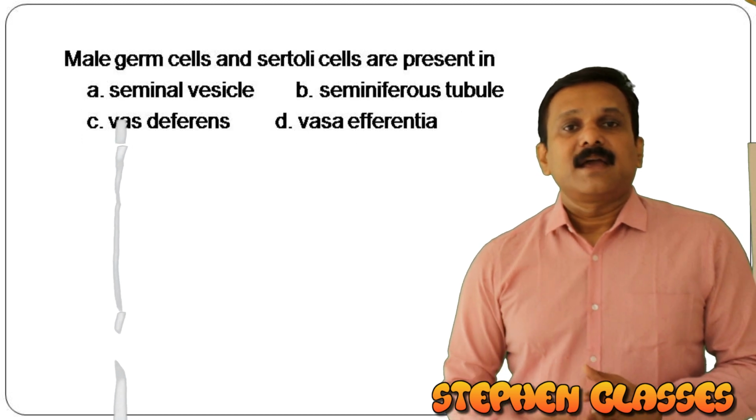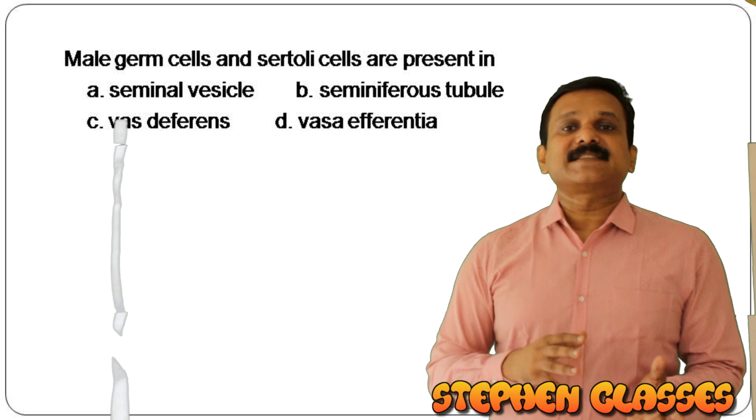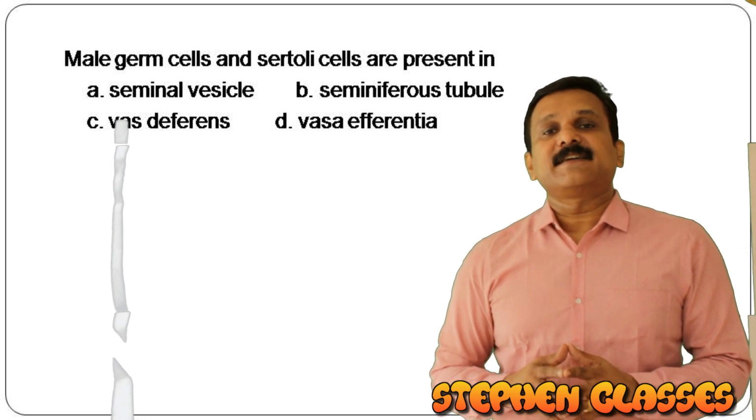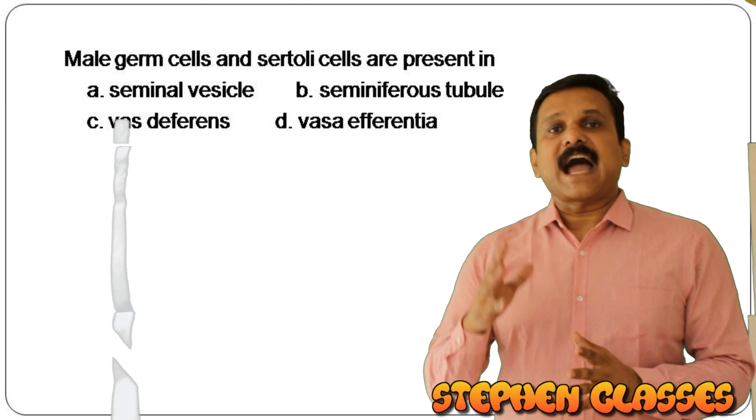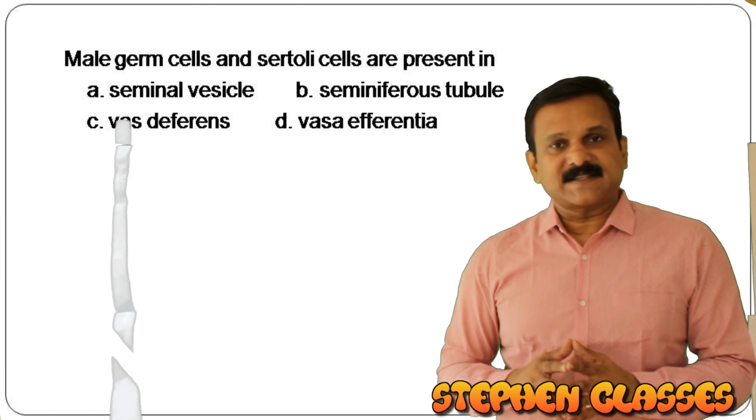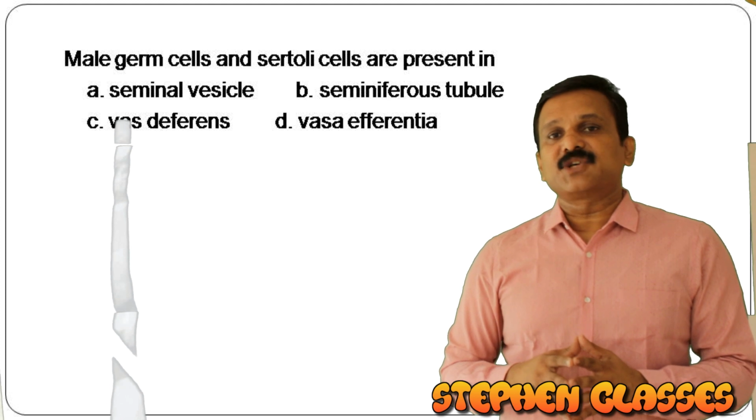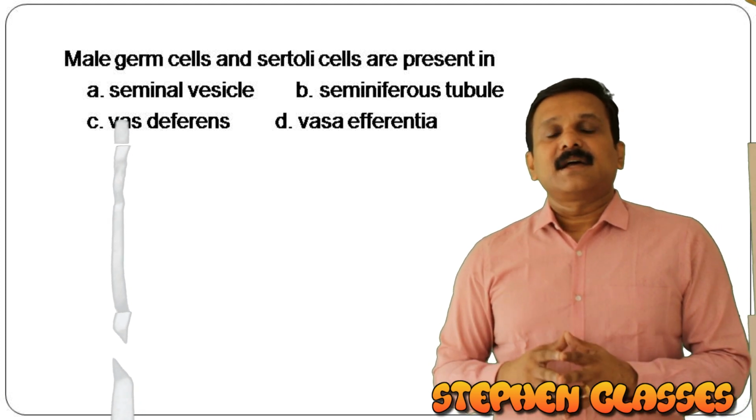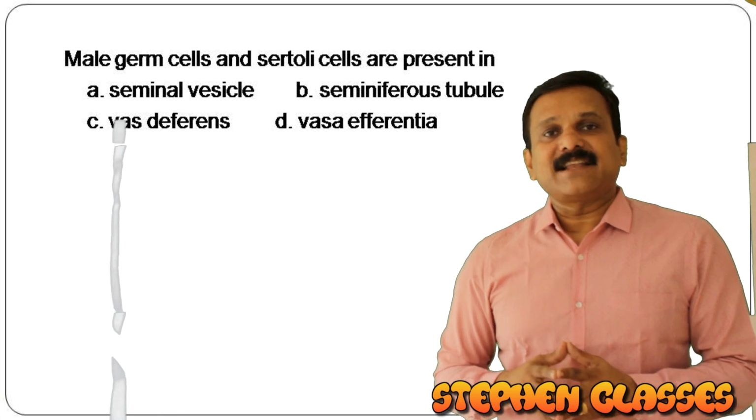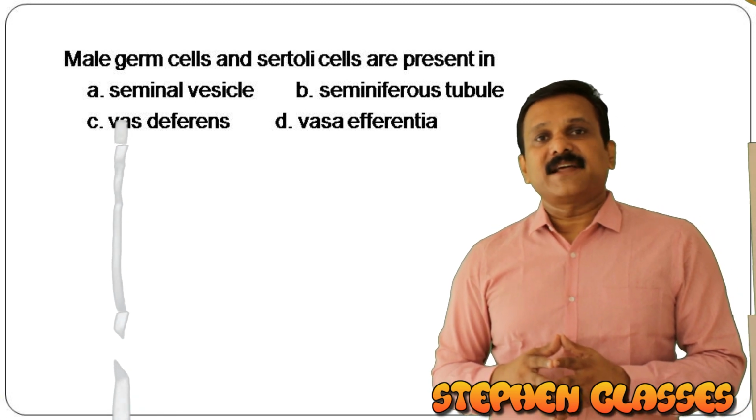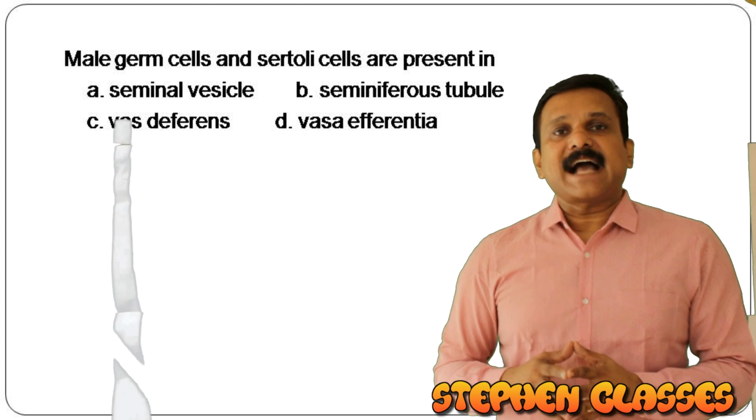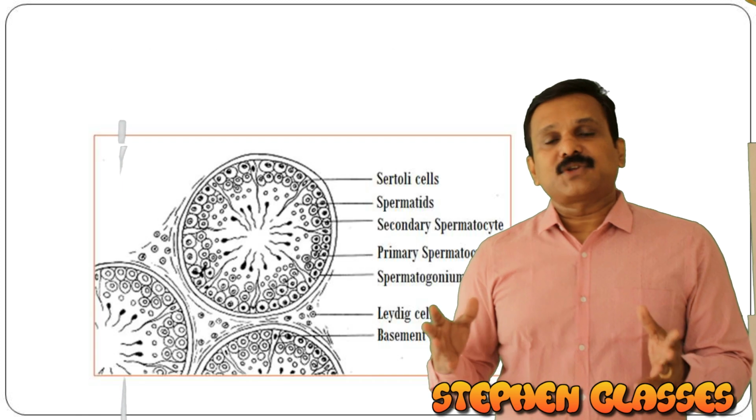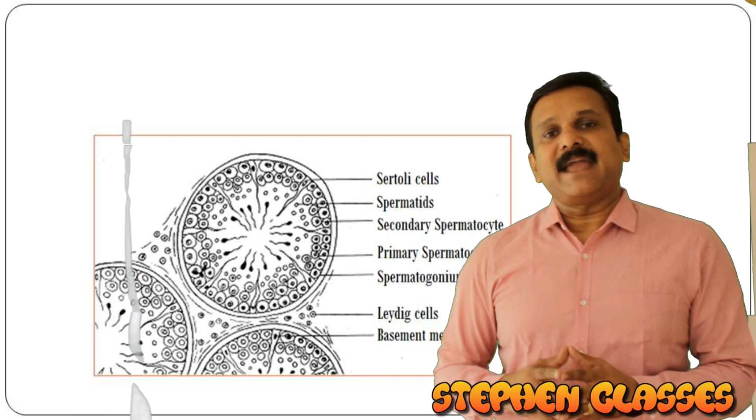Right. Next, male germ cells and Sertoli cells are present in, as I told you earlier, the seminiferous tubule. In the lining of the seminiferous tubule, you can see these two types of cells, male germ cells and Sertoli cells. Seminal vesicles, they form the accessory sex gland in male. Vas deferens is part of the accessory duct, and vas deferentia also form the accessory duct in male.